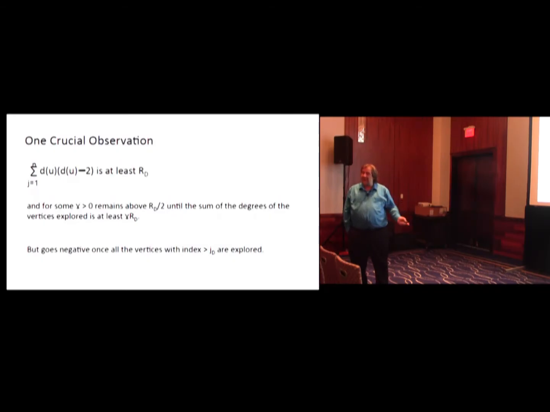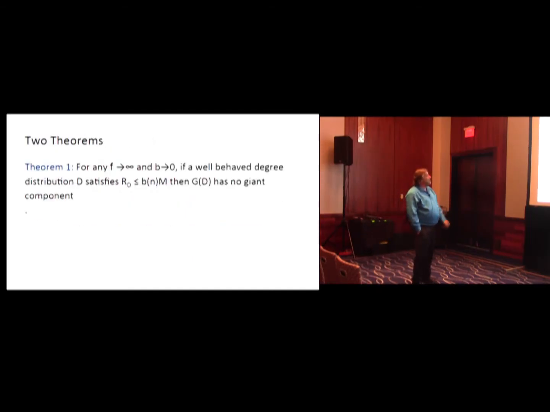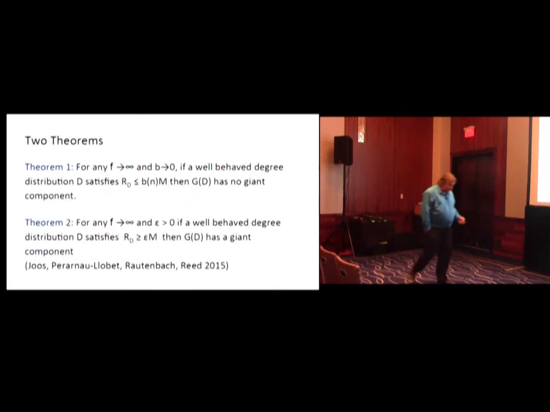Okay? And because we'll pick the high degree vertices, they're more likely to be picked. The probability you pick a vertex is proportional to its degree. So you can think about the process. Basically, what it's really doing is picking high degree vertices. So here's the theorem then.